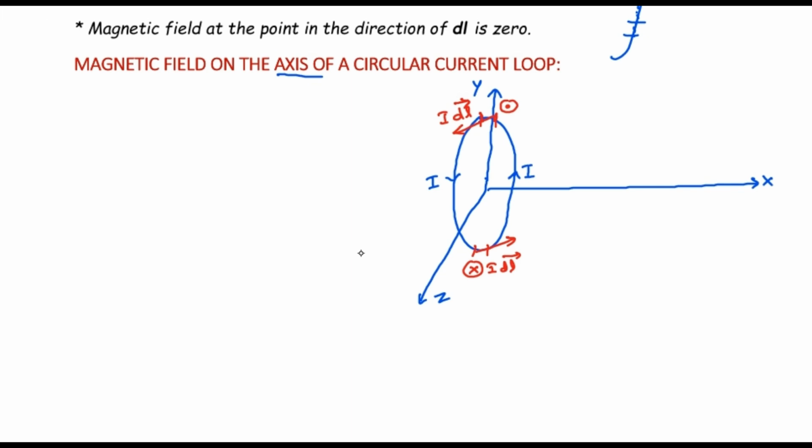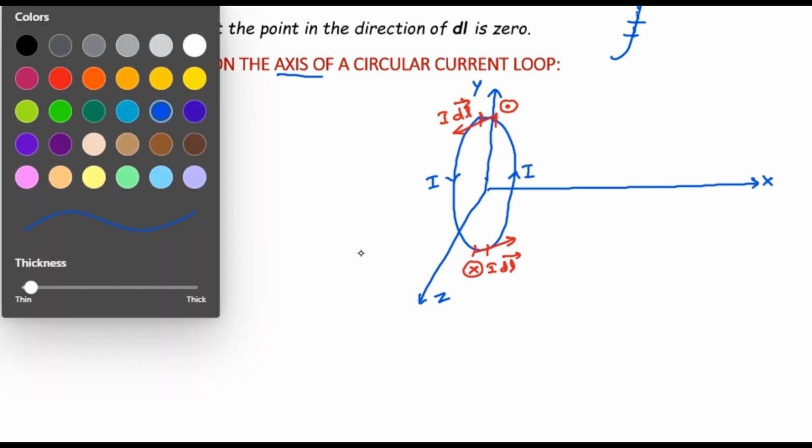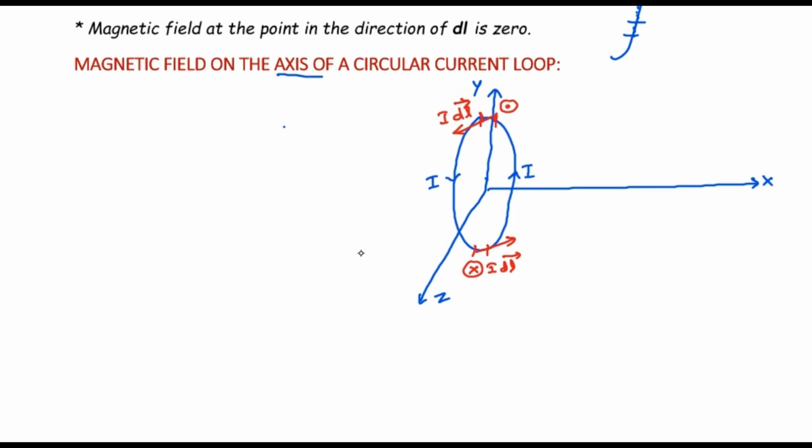Now, because of the current carrying element IDL on the top, we are going to find out the magnetic field at point P on its axis. It is at a distance, say, r. IDL is at a distance r from the point P, and the radius of the current carrying loop is capital R, and from the center the point P is at a distance x.